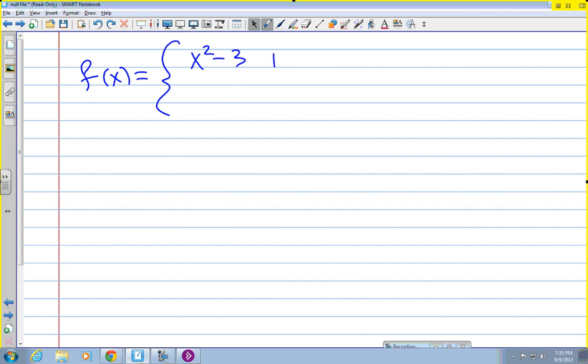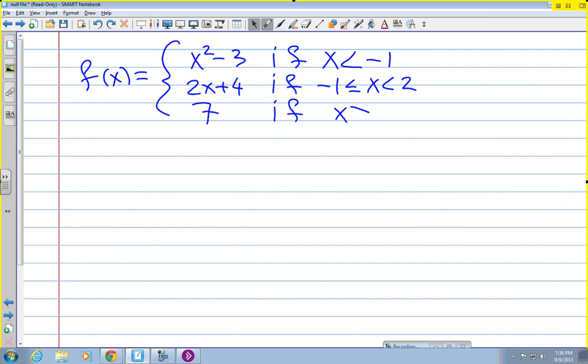X squared minus 3 if x is less than -1, 2x plus 4 if x is between -1 and 2, including -1, and 7 if x is greater than or equal to 2. So this particular function comes in 3 pieces. Okay?